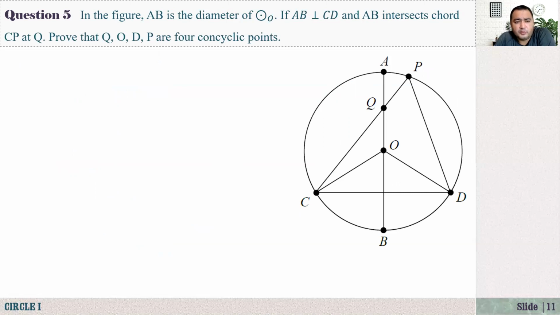Another example, another question. In the figure, AB is a diameter, as you see in the figure, and the circle is centered at O. If AB is perpendicular to CD, that means that this angle is 90 degrees. Immediately, we can see that it also bisects the chord CD. And AB intersects chord CD at Q, prove that QODP.